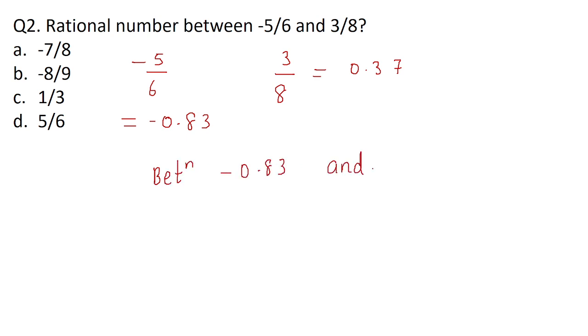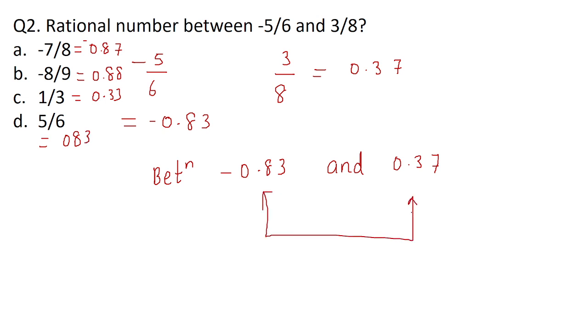So we have to tell the rational numbers which are in between -0.83 and 0.37. Simply what you do guys here, convert these given fractions into decimal numbers. After giving the decimal point, it will be 0.87. The minus sign is there, hence -0.87. This will give me 0.88. Agree? This will give me 1/3, it means it is 0.33, and 5/6, it means it is 0.83. Now the number which is in between 0.83 and 0.37 is 0.33. Hence option number C is the correct answer for the given question.